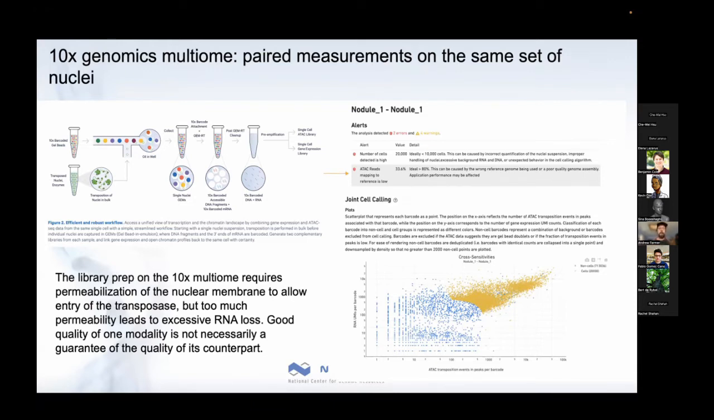But if you permeabilize too much, it has bad implications for leakage of RNA. And so this leads to a situation where you've got these two modalities, and you may have a nice representation of the one and not so great representation of the other. And it really complicates the question of how you decide which of the nuclei you want to include in your analysis.